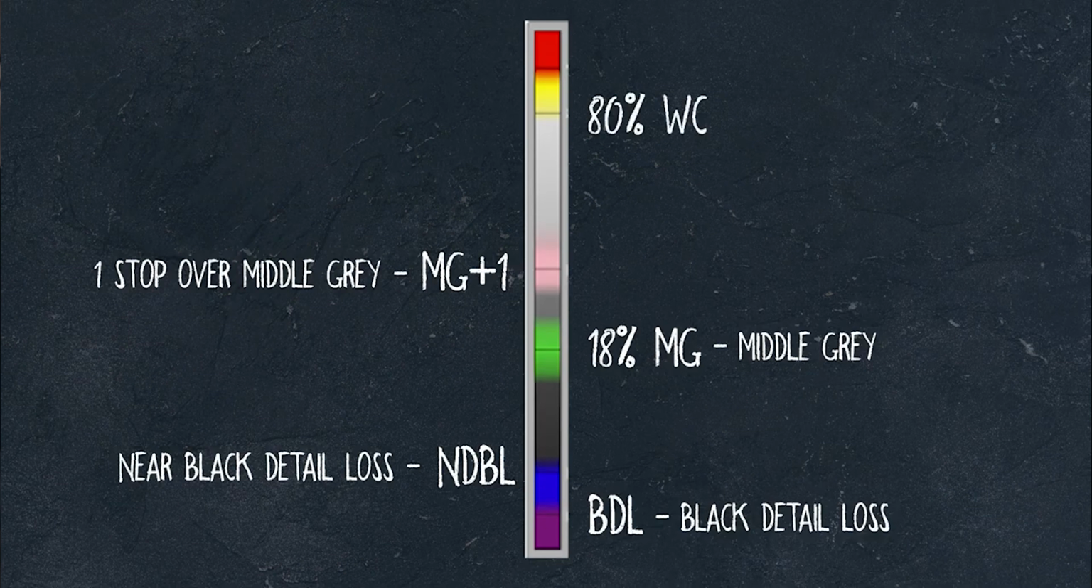80% WC is near white clipping. This is represented by yellow and is your warning that if you expose your image any higher, you will lose your details in the highlights, essentially making it just white.